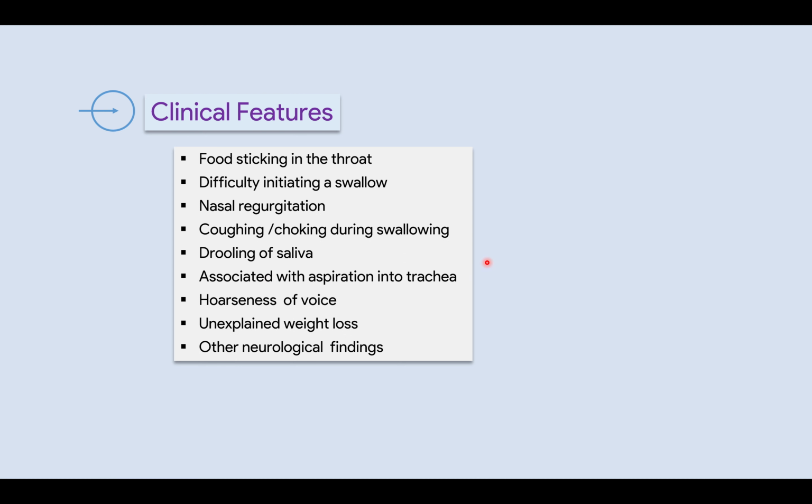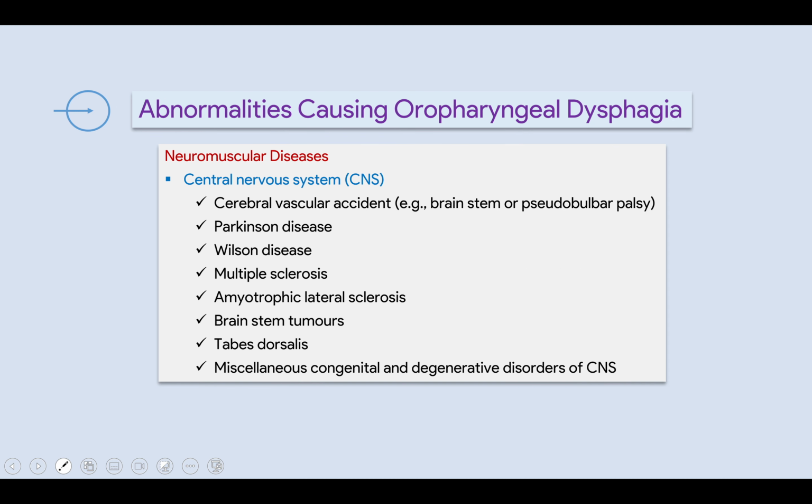As I said, the larynx and the trachea have to be covered up while the esophagus is opened up. So if there is a difficulty in the coordination, there would be aspiration into the trachea. There would be hoarseness of voice if the recurrent laryngeal nerve is getting affected. There could be unexplained weight loss and other neurological findings, as this is more of a neuromuscular dysphagia. So which are the diseases causing this oropharyngeal dysphagia?